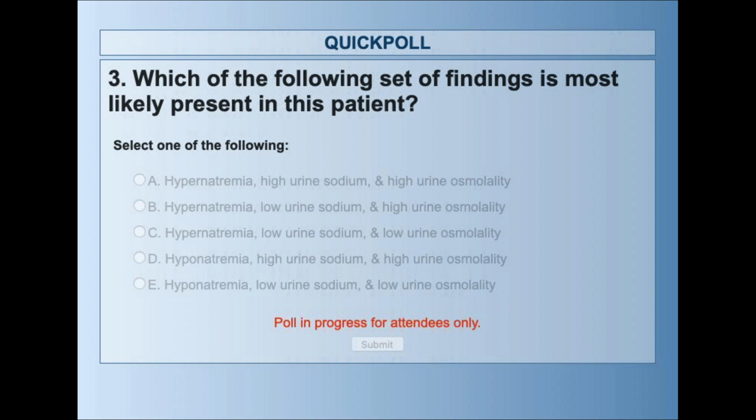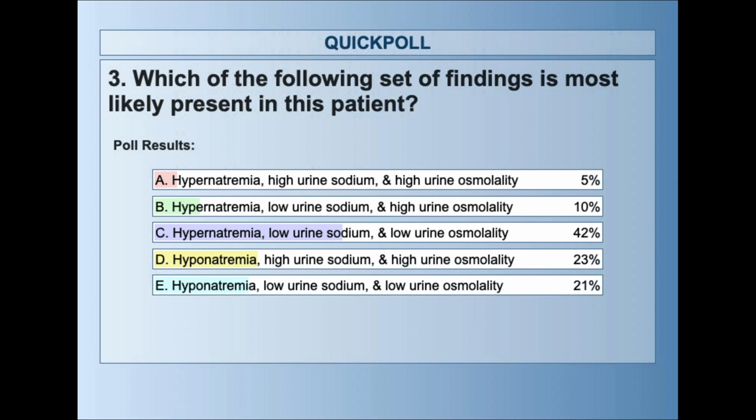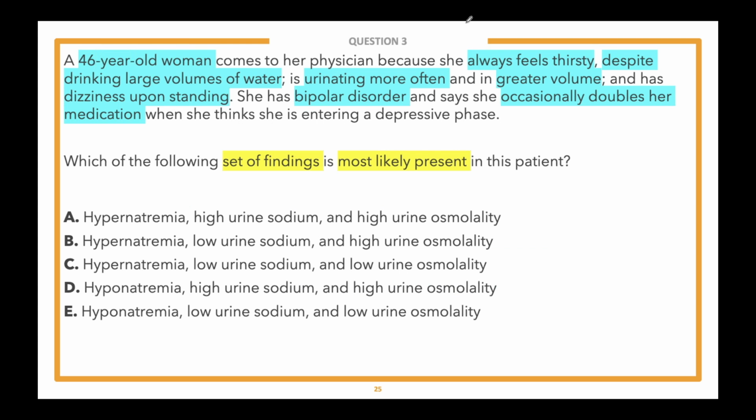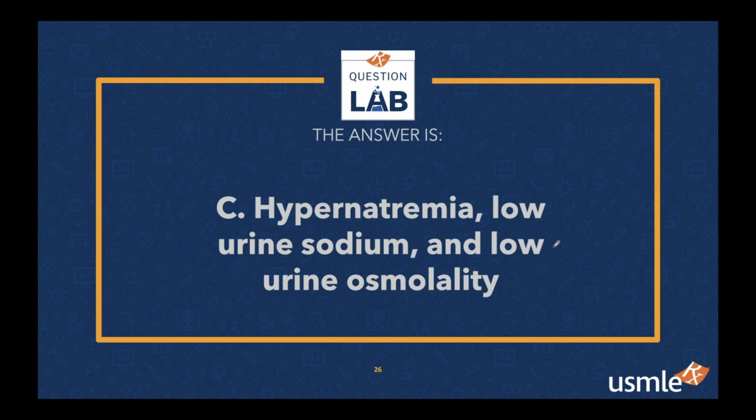All right, let's take a look and see what you selected. It looks like there was a clear favorite, and 42% of you selected answer choice C, which is hypernatremia, low urine sodium, and low urine osmolality. Let's see what the correct answer is. The correct answer is indeed C, and 42% of you got it right. So with that, let me hand it off to Paris so we can explain it to you.